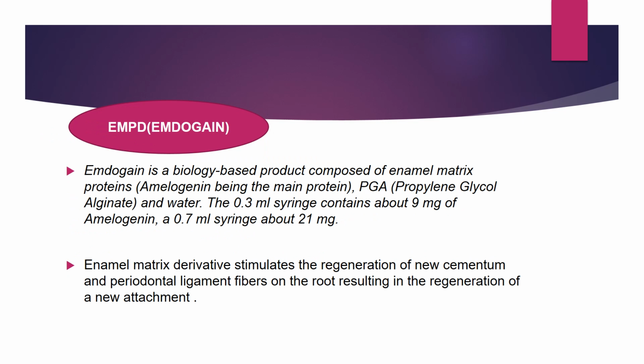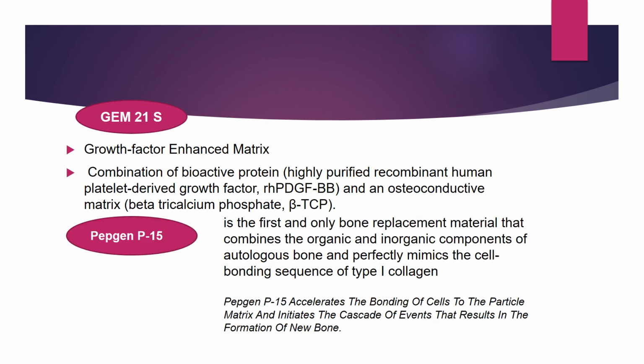Then comes Emdogain. Emdogain is a biology-based product composed of enamel matrix proteins. Amelogenin is the main component, along with PGA and water. It is available in a 0.3 ml syringe containing about 9 milligrams of amelogenin, and a 0.7 ml syringe with about 21 milligrams. This derivative stimulates the regeneration of new cementum and periodontal ligament fibers on the root, resulting in the regeneration of a new attachment.